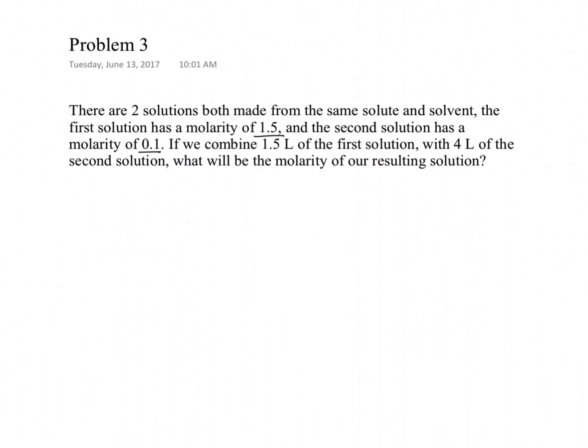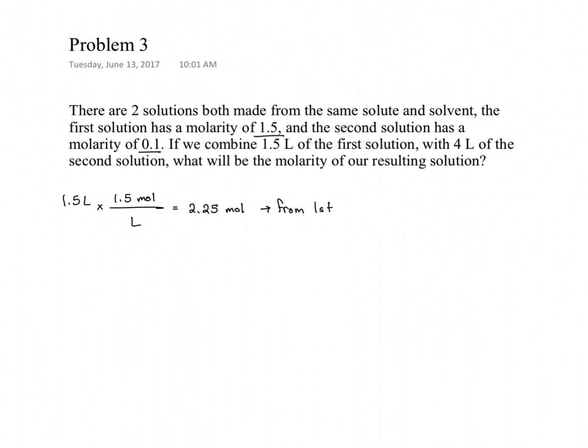So, first, we're going to take the amount of our first solution that we're told we're going to be using, which is 1.5 liters, and multiply by our molarity, which is 1.5 moles per liter. And this is 2.25 moles. So from our first solution, we're going to get 2.25 moles.